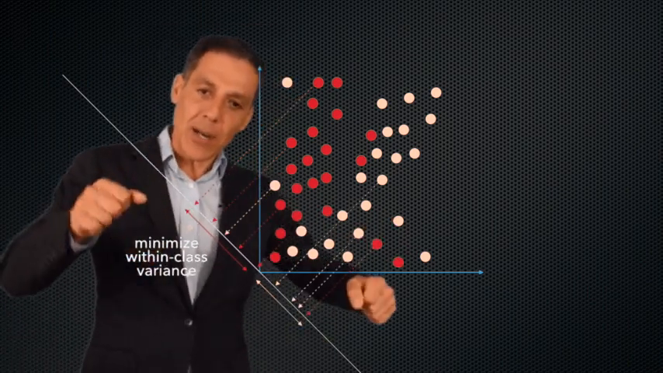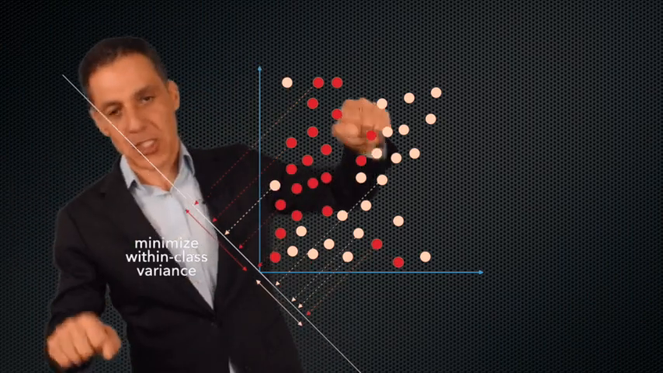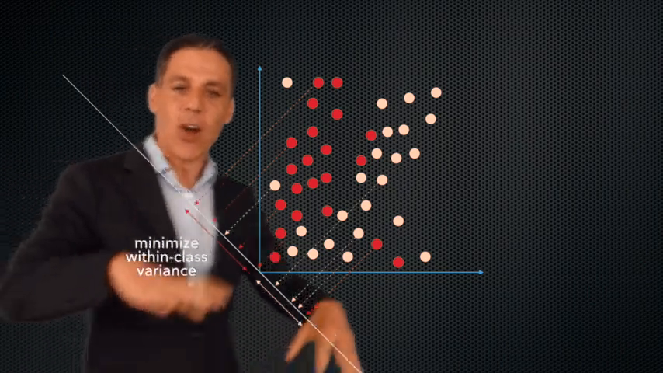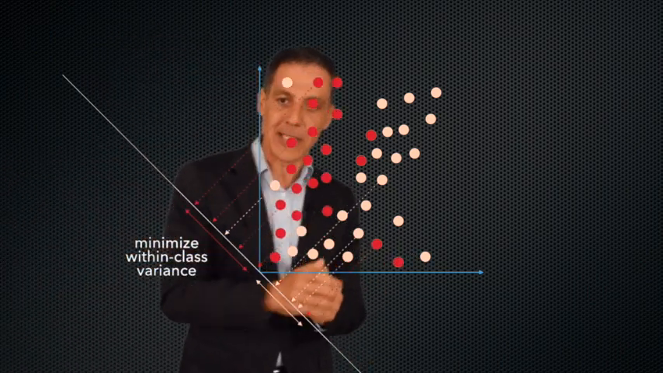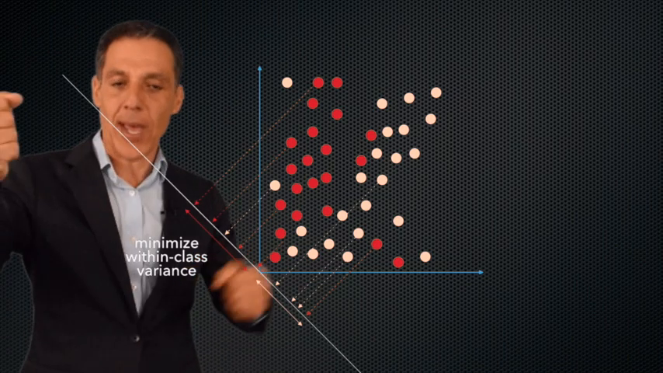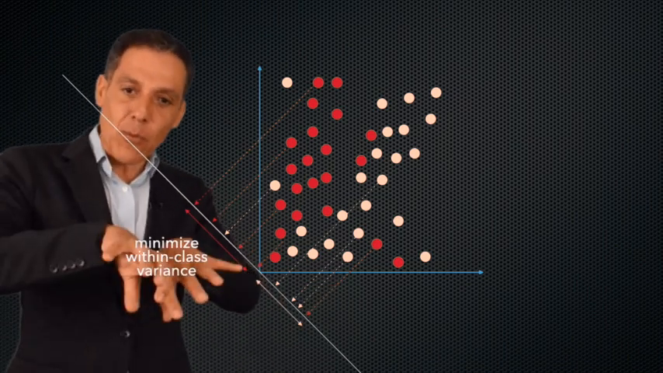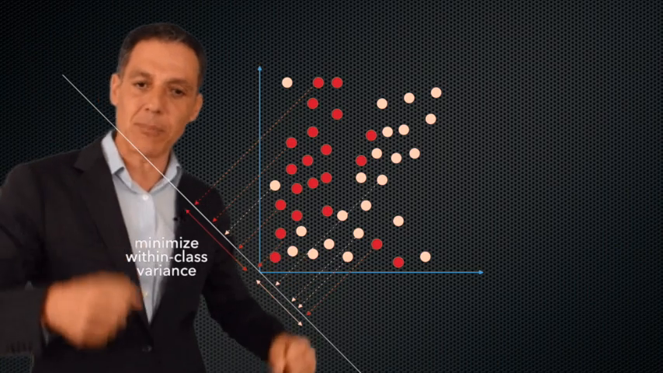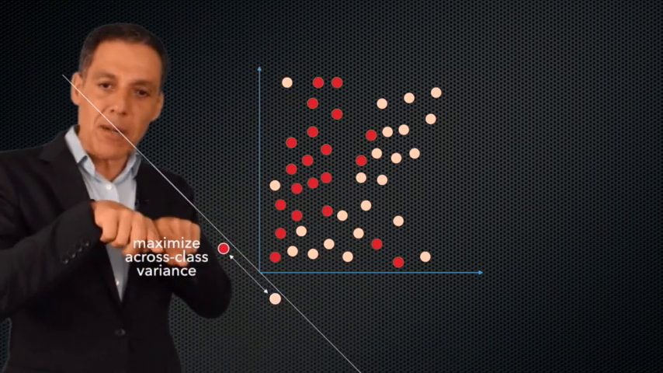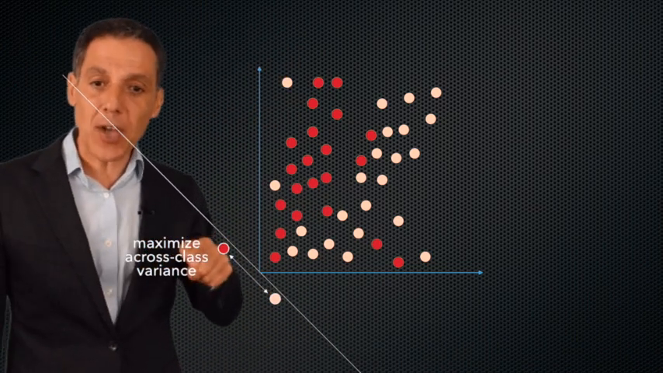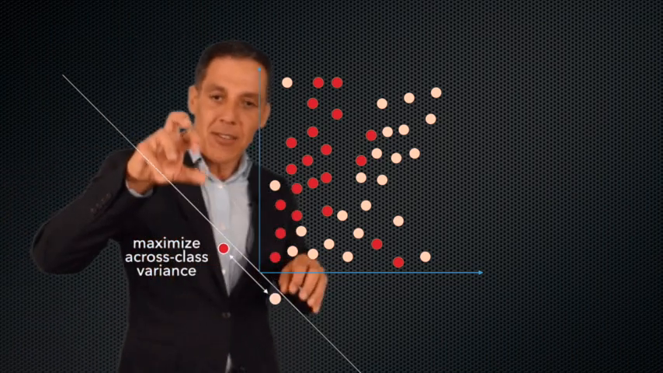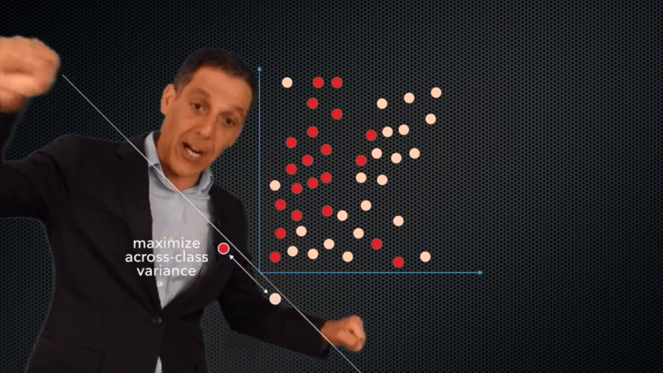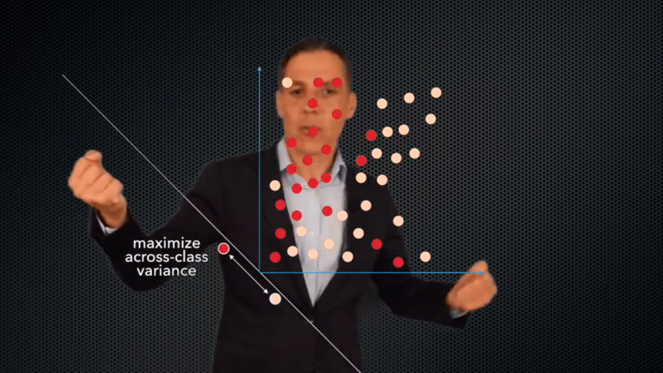And what I want is to find a line such that as I rotate through this space, all of the red dots are bundled up really, really tightly, and all of the yellow dots are bundled up really tightly. That's the within-class, red, yellow, variance. So I want to minimize those variances so that everybody's tightly bundled up together. And at the same time, I want to maximize the across-class variance. That is, I want these red dots to be really tightly coupled and to be very far away from the yellow dots that are themselves very tightly coupled. Why? Why am I doing this?